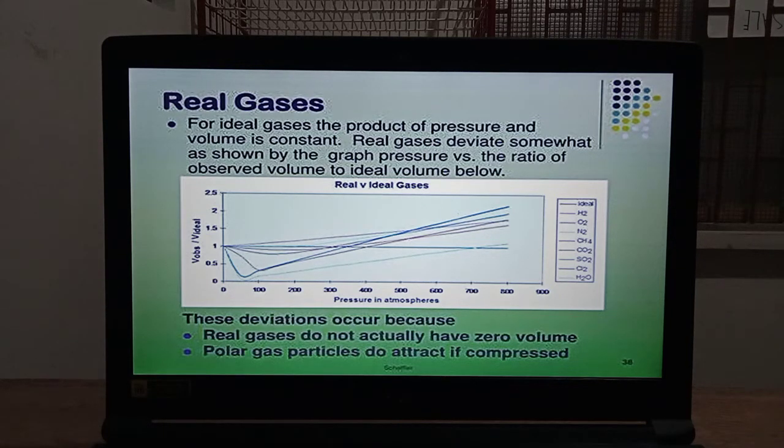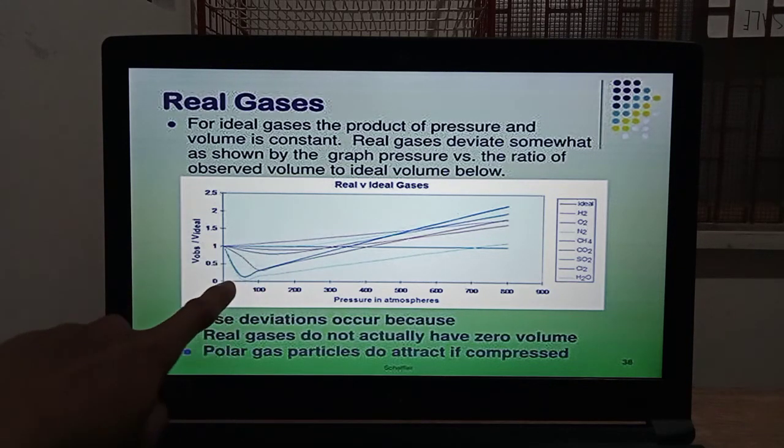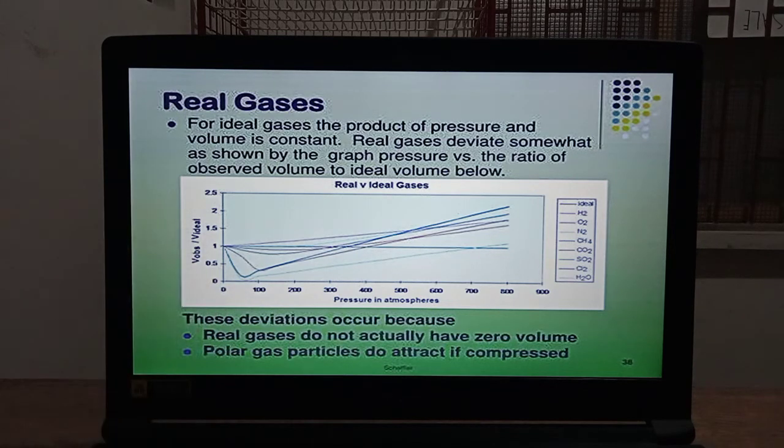This deviation occurs because real gases do not actually have zero volume, and the polar gas particles do attract if compressed.